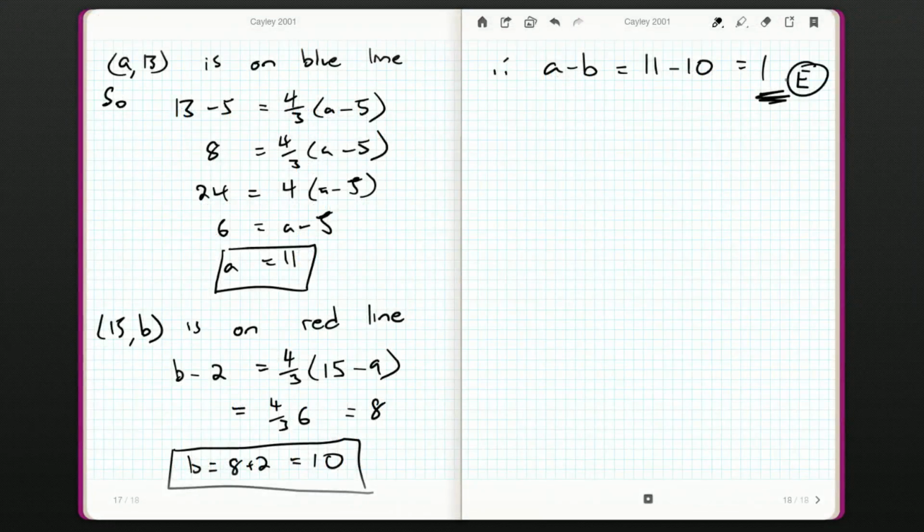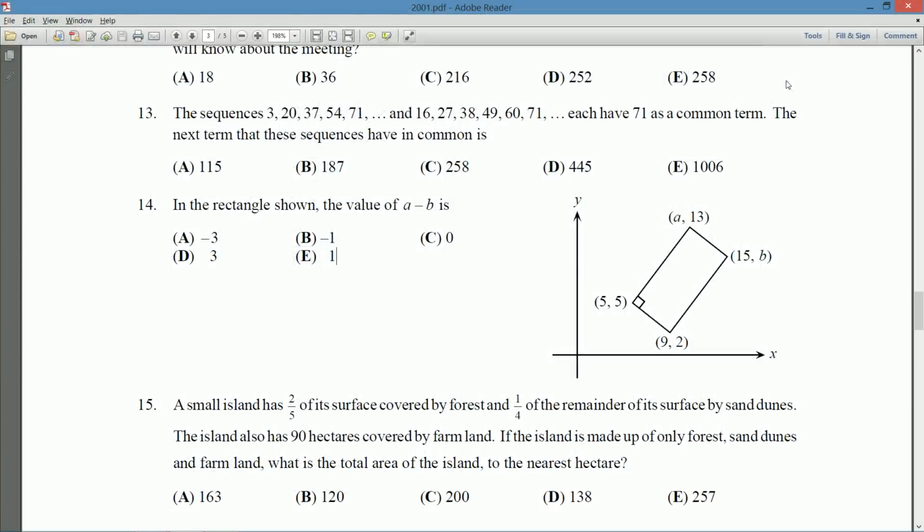Okay. So that does it for question number 14 on the Cayley. I don't remember if this shows up on the format. I don't think it does. But sometimes you can find questions on 2 of the 3 contests, or even all 3 of them.